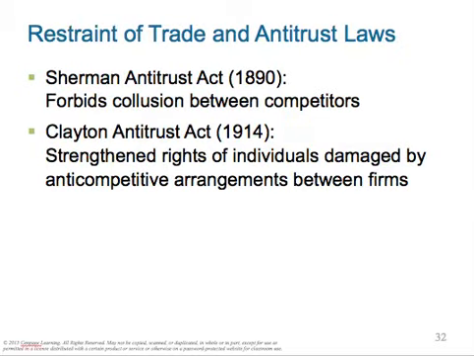All right. Now, there's a few laws on the books. They're old. They're from 1890 and 1914, but they are as alive in 2015 and beyond as can be. So the Sherman Antitrust Act from 1890 forbids collusion between competitors. So this is an age-old problem. And the Clayton Antitrust Act from 1914 is still alive and well. It strengthened the rights of individuals damaged by anti-competitive arrangements between firms.